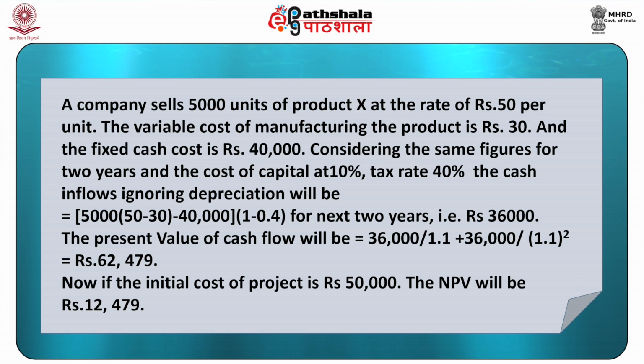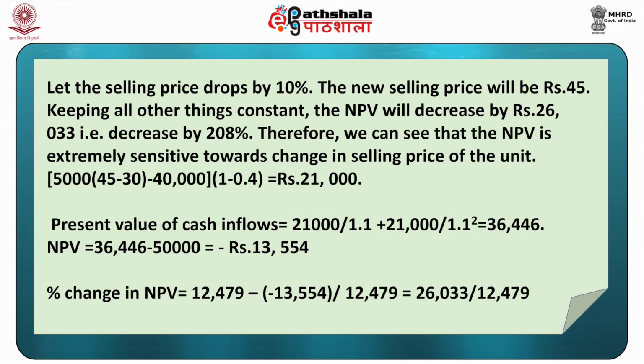5,000 multiplied by (50 minus 30) minus 40,000, this result will be equal to 36,000 divided by 1.1 plus 36,000 divided by 1.1 square, which will be equal to rupees 62,479. Now, if the initial cost of the project is rupees 50,000, the NPV will be rupees 12,479.